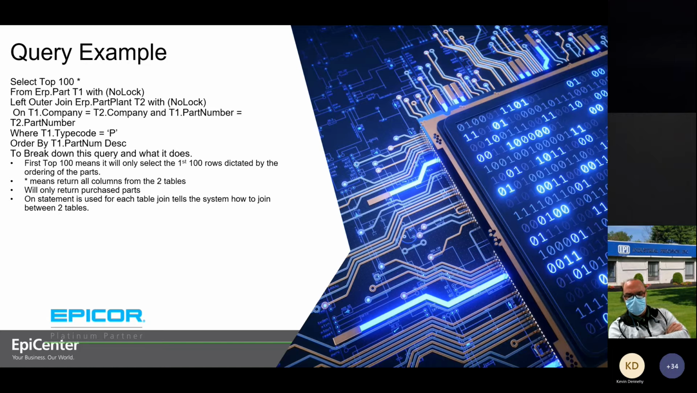Where T1.typecode equals P, this essentially means give me only cases where the top level part is a purchase part. And order by part number descending. So this is going to order by the part number in a descending order.